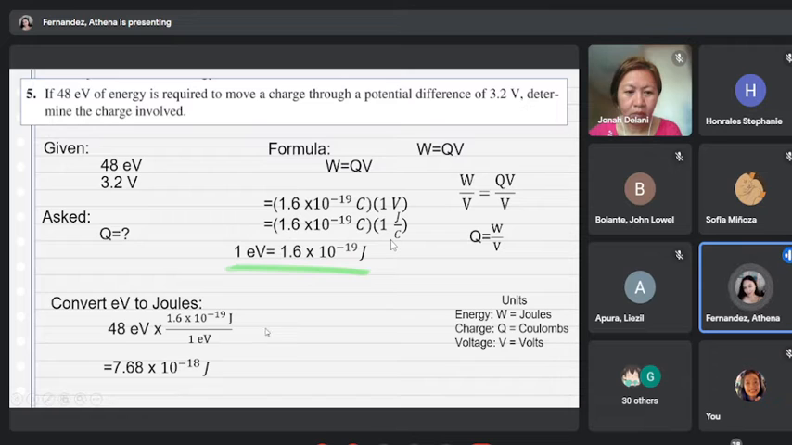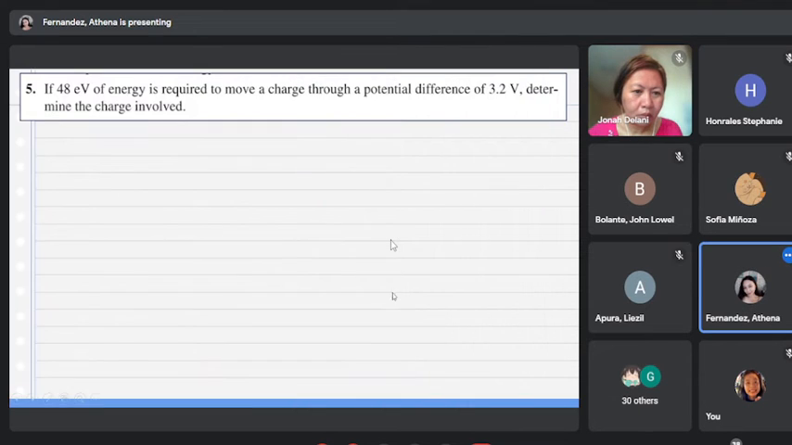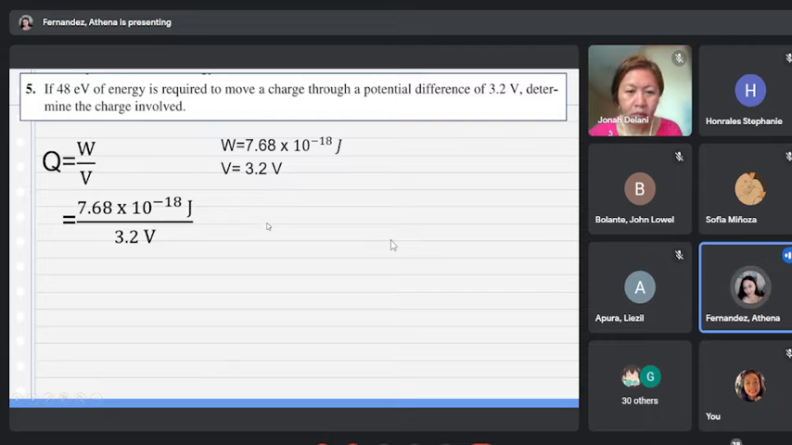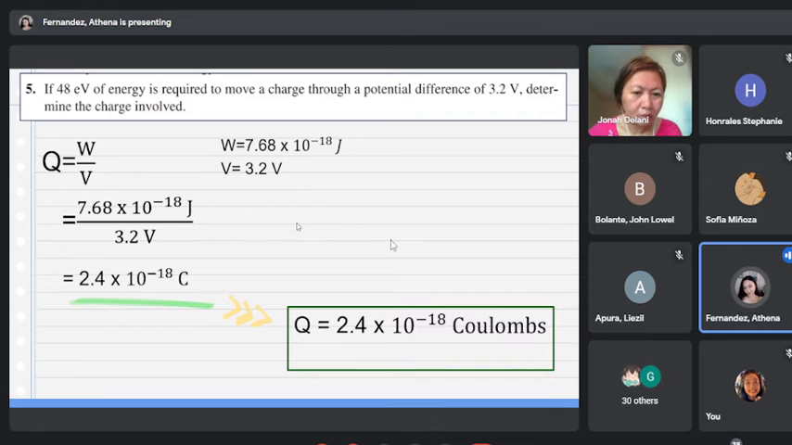Then we have 7.68 times 10 to the negative 18 joules, which we're going to substitute into the formula to find the charge. Now we have our energy, we have our volts, so simply substitute it. And we're going to use our calculators to solve for it. Then we have 2.4 times 10 to the negative 18 coulombs, which happens to be our final answer for this problem.